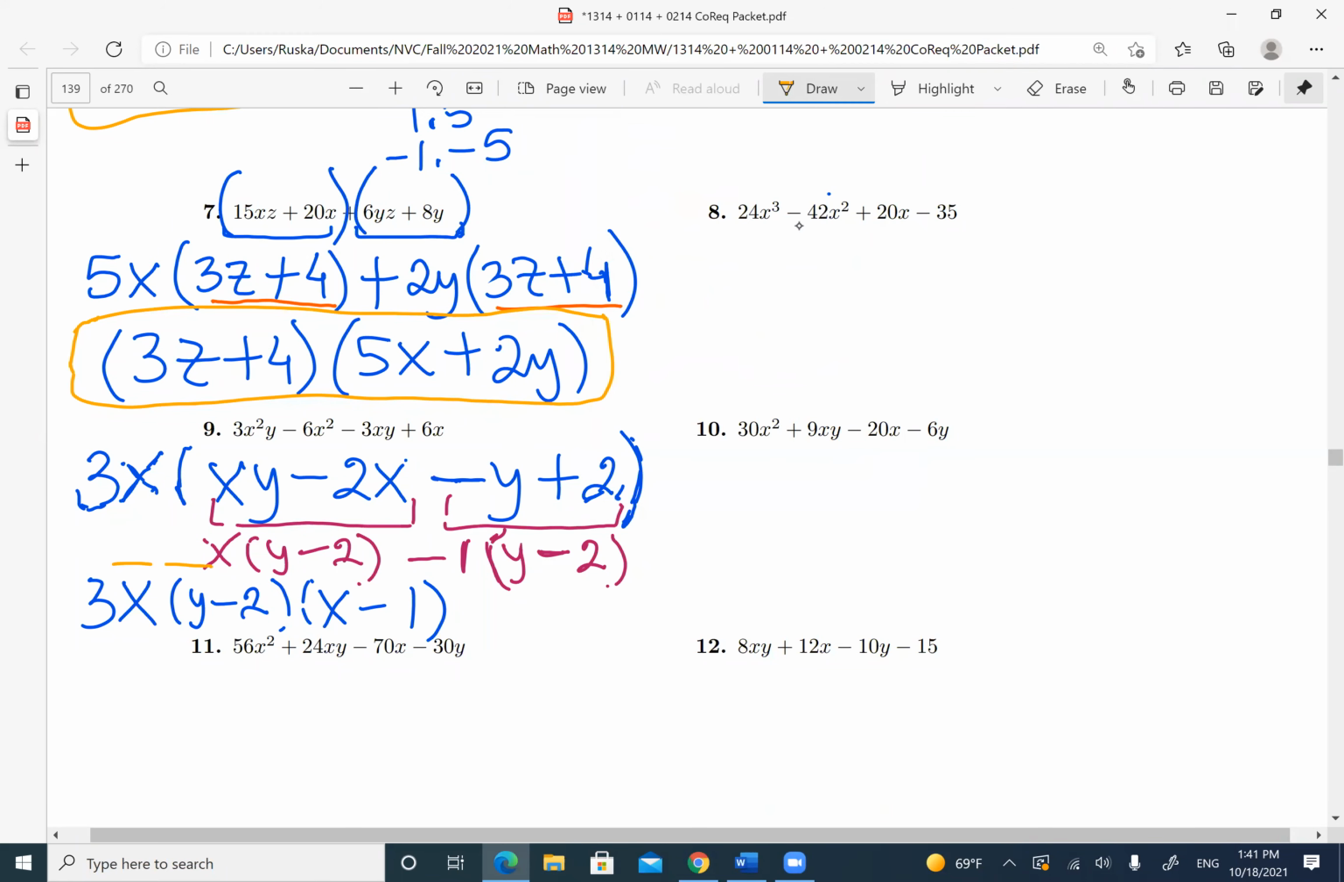You factor the greatest common factor first, always. And then after that, if you have 4 terms, you factor by grouping. Okay, everybody understand that?